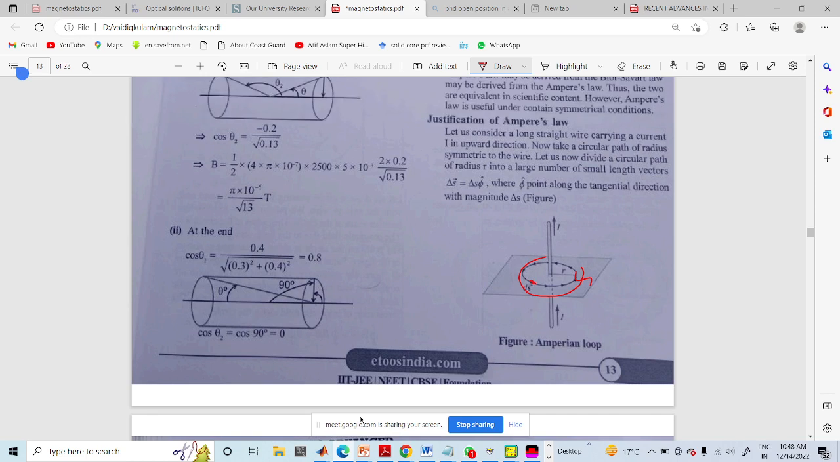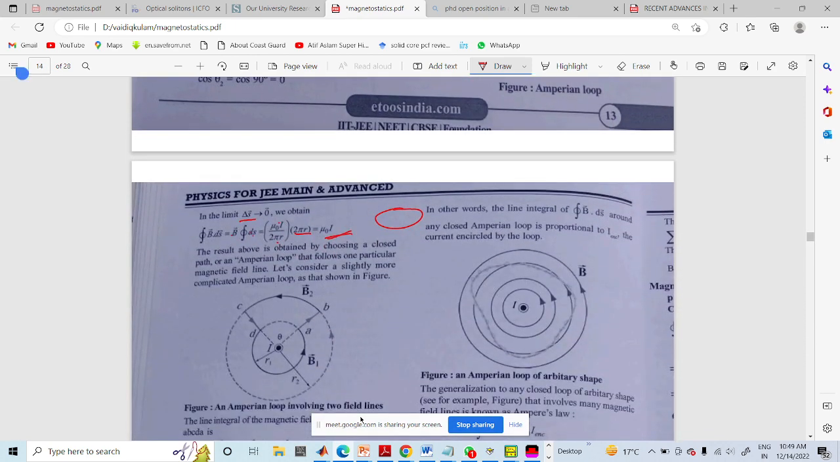What will be the magnetic field? For a long solenoid, you have already calculated the magnetic field at the center: mu naught n I. If the number of turns is 1, so n is equal to 1, then it will be mu naught into I, simple. The same thing is there.